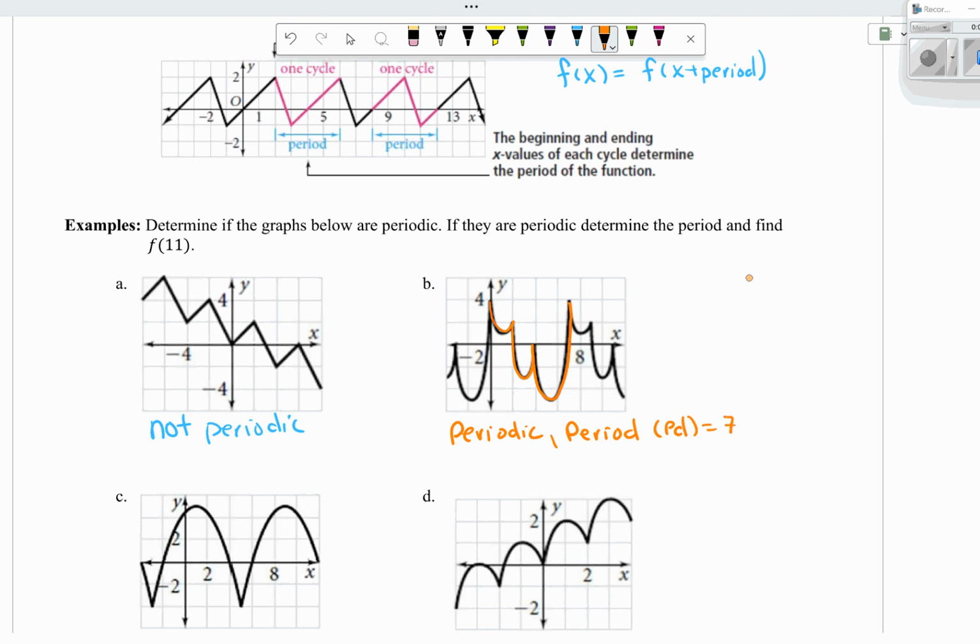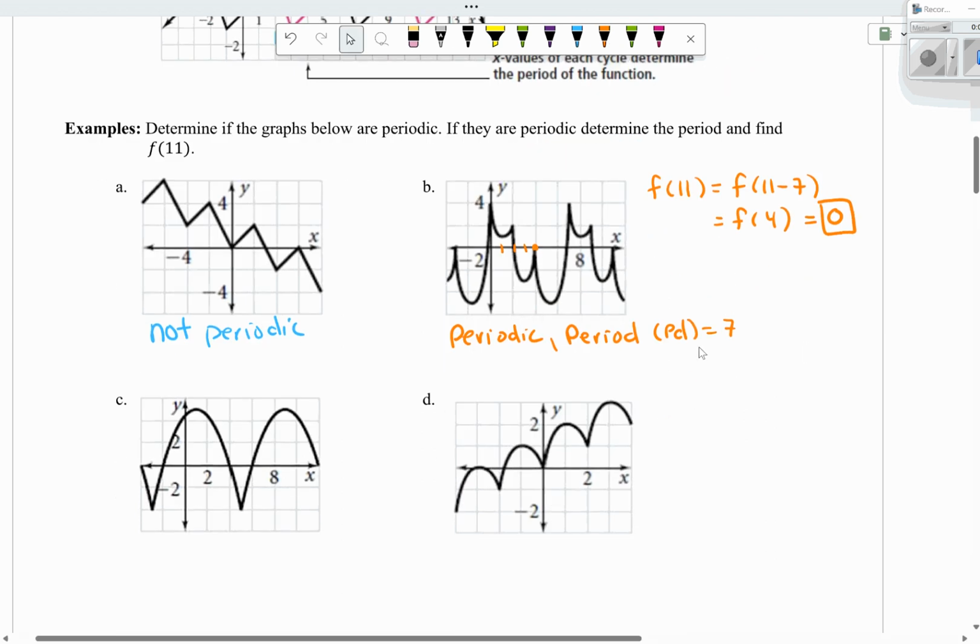If we want to find f of 11, we would subtract the period from 11 to find an equal point that has the same y value. We're just doing this equation right here. So f of 11 is equal to f of 4, and on our graph, if we go to an x value of 4, so 1, 2, 3, 4 would be right here, that means that is equal to 0. And we can do that for any values.